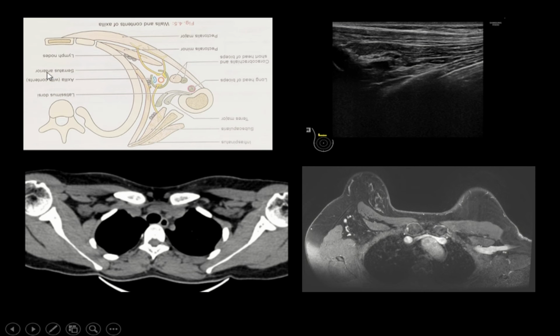You must be remembering this Chaurasia image, which we all have gone through in our first year days. So this is pectoralis major, this is serratus anterior, and the head of the humerus is seen, and this is the axilla. The same thing is being shown over here. Axillary contents, the pectoralis major and minor, subscapularis and serratus anterior, and this is the axilla.